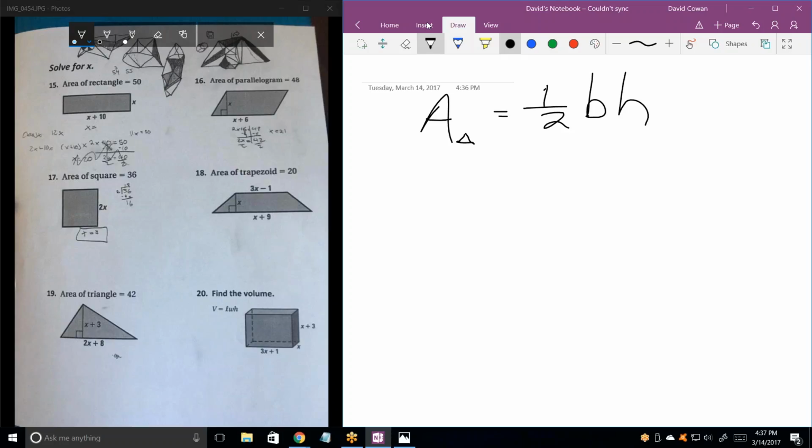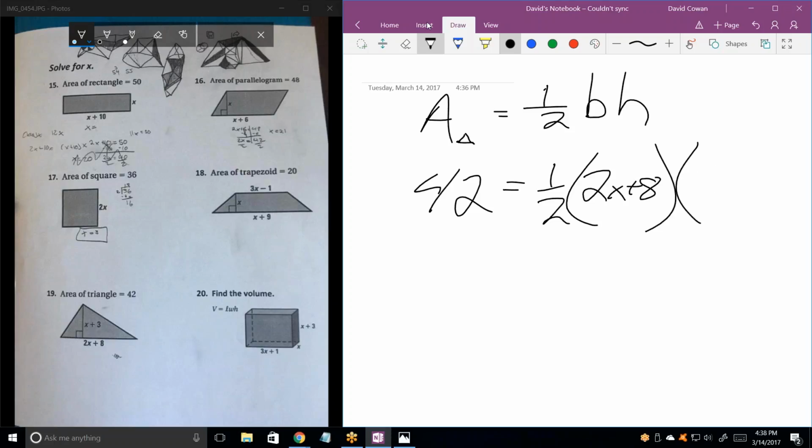Okay, now fill in everything we know. So area equals 1/2 times the base. Hold on, they gave us the area. What's the area? Oh, 42. Equals 1/2 times the base, which is 2x plus 8, times the height, which is x plus 3. Again, it's not always, but usually it's vertical height.